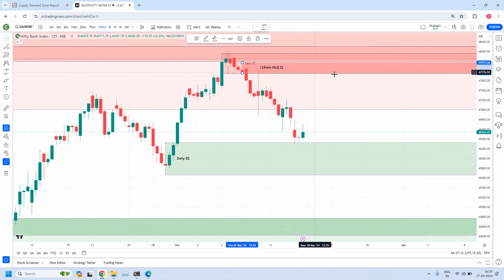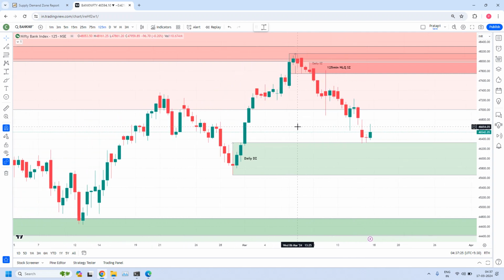So that means here we get a resistance in this area at the 125 minutes level. Maybe there may be 15 minute zones below this. They will also hold the prices during next week. But at this point of time, here we have a resistance we identified. So far in this daily demand zone, we haven't seen any high liquidity zones.